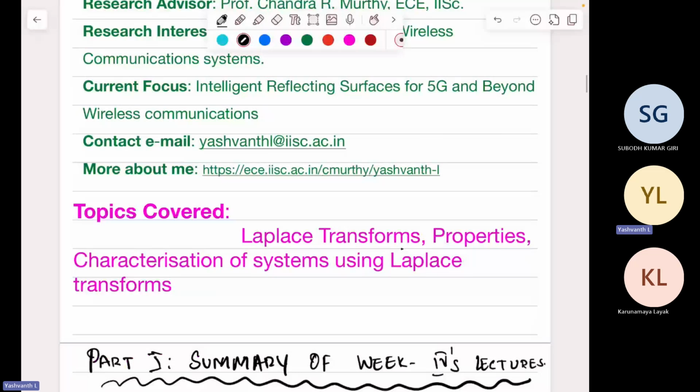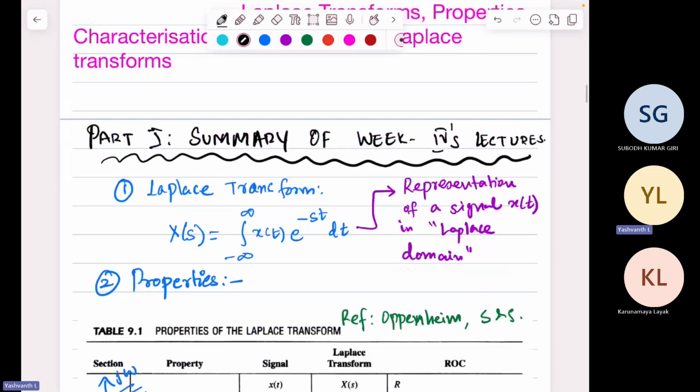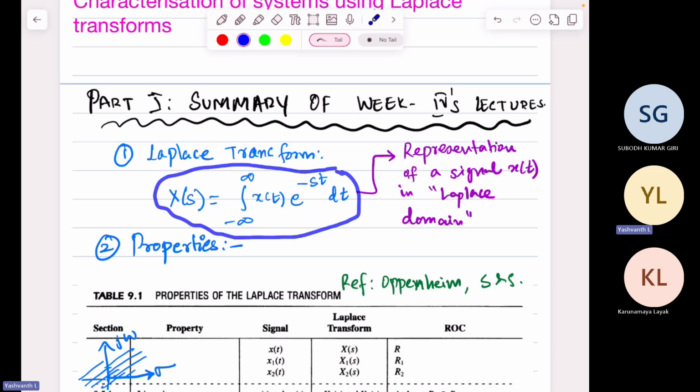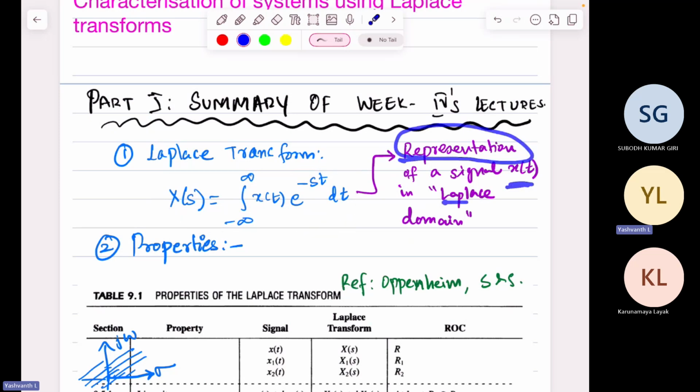So the first part of today's class will, as usual, be to quickly summarize the contents of week 4's lectures. Quickly recall that the Laplace transform of a signal x of t is given by this equation: X of s equals integral from minus infinity to plus infinity of x of t e power minus st dt. The way to think about a Laplace transform, what does it physically do? It basically represents a given signal x of t in the Laplace domain.